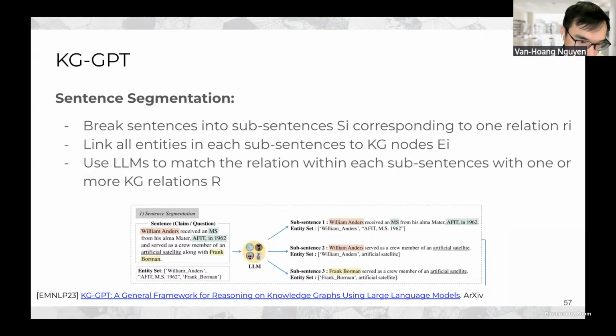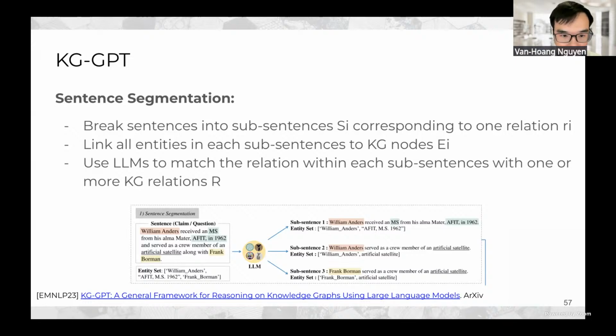The next paper I want to discuss is KG-GPT. That's basically a general framework for reasoning on knowledge graphs using LLMs. For this paper, first, it tries to break down the input query or sentence into sub-sentences that each correspond to one relation. And then it tries to link all the entities in each sub-sentence to the KG nodes.